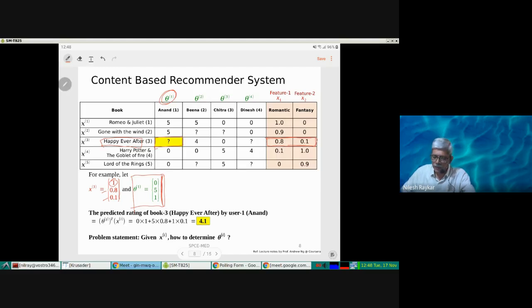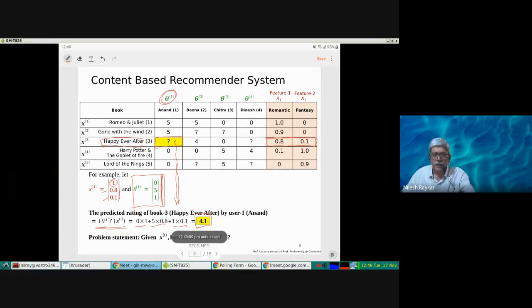So having obtained these two vectors, the predicted rating, the unknown, can be calculated by using the dot product of these two vectors. Which is nothing but 1 multiplied by 0 plus 5 multiplied by 0.8 and 1 multiplied by 0.1, which is equal to 4.1. So this model predicts that Anand will give a rating of 4.1, or rounded value of 4, to the Happily Ever After book. So that is how this particular algorithm works.